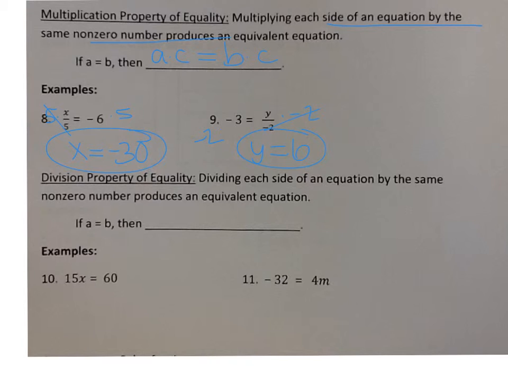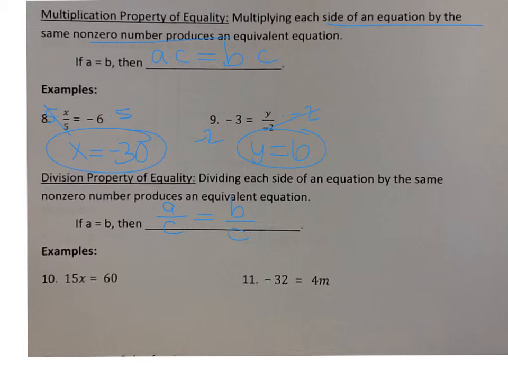And the last property that we need to talk about is the division property of equality. Again, if two sides of an equation are the same, and if I divide both numbers by the same number, we will get an equivalent equation. So if I take A and divide it by C, and B divided by C, we get an equivalent equation.